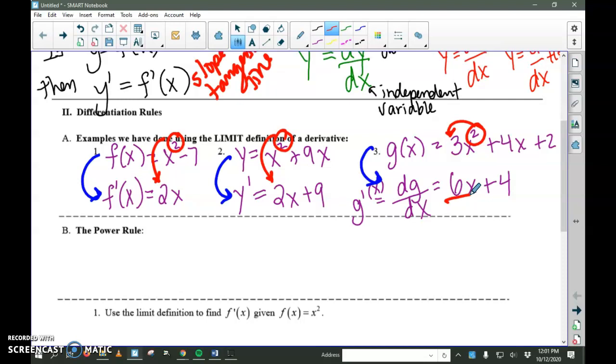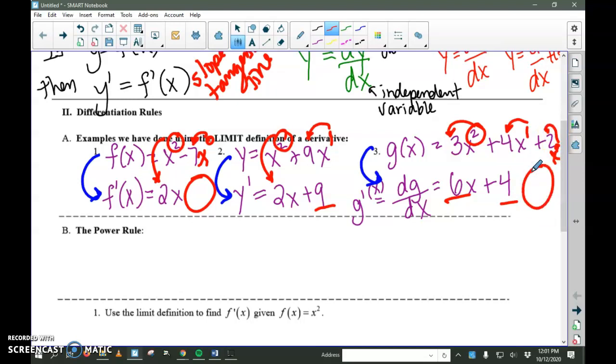Technically, my exponent on this 7 is 0. If I do 0 times negative 7, I get 0. Notice there's nothing written past that 2x. My exponent on x is 1, and if I do 1 times 9, I get 9. Over here, the exponent on the x is 1, and if I do 1 times 4, I get 4. I guess I could write this as 2x to the 0, and again, 0 times 2 is 0. That's why I have nothing there.